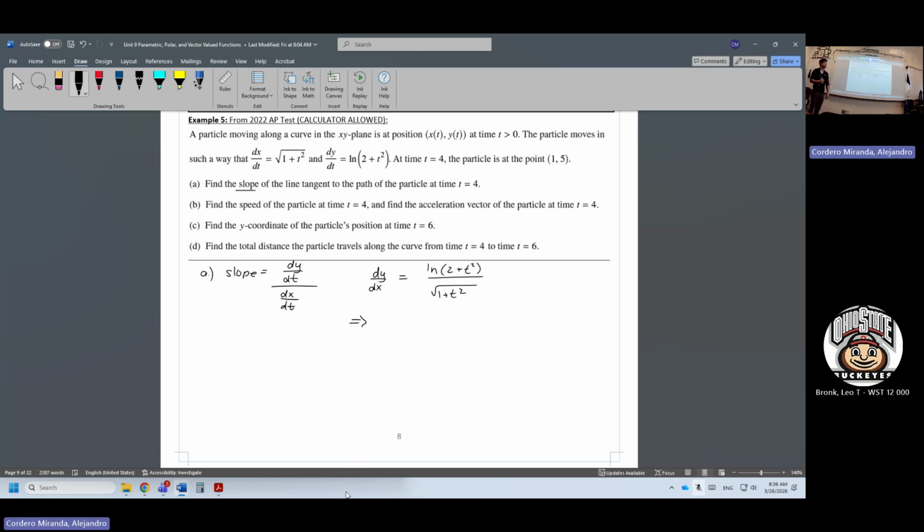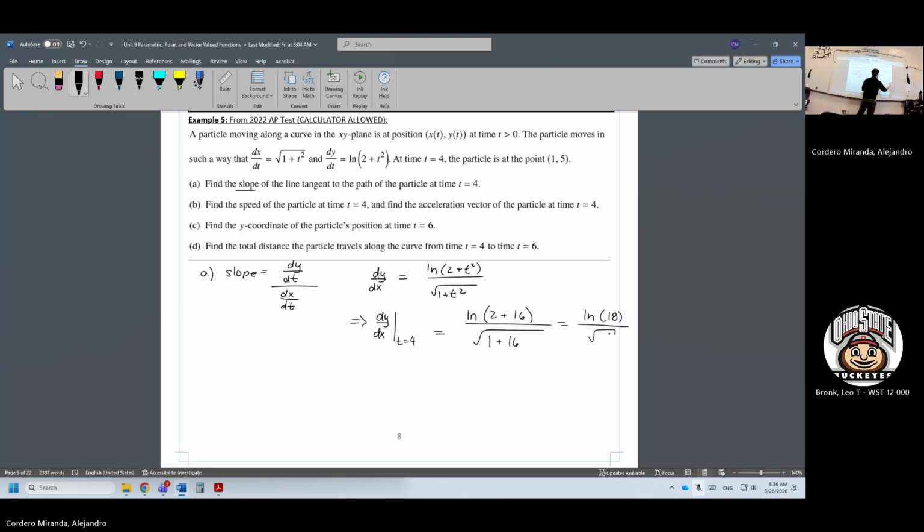And then that means that the slope at t equals 4 is just plugging a 4 in. I'm going to write it very formally with an evaluation line, but you could just say the slope at t equals 4 is whatever number we're about to get. All right, there you go. There's me plugging in a 4.